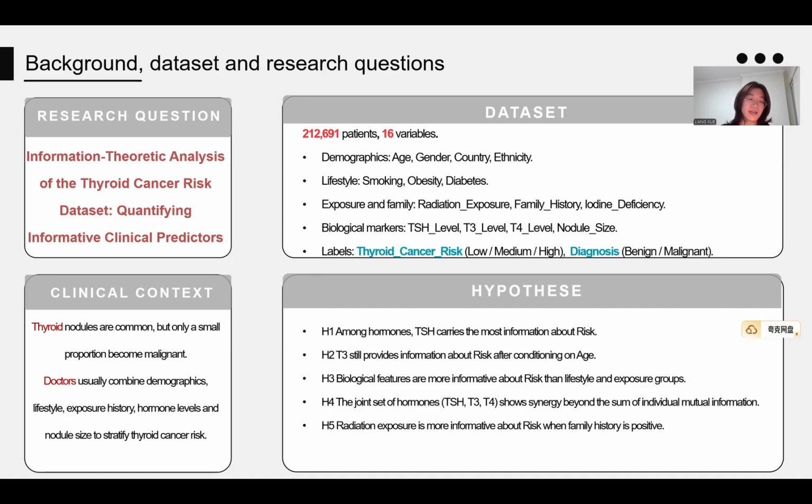H1 is TSH carries the most MI with risk among TSH, T3, and T4. H2 is T3 still carries MI about risk after conditioning on age. H3 is biological features are more informative about risk than lifestyle and exposure groups. H4 is joint hormones show a synergistic MI beyond the sum of individual MI. H5 is radiation exposure is more informative about risk when family history is positive.